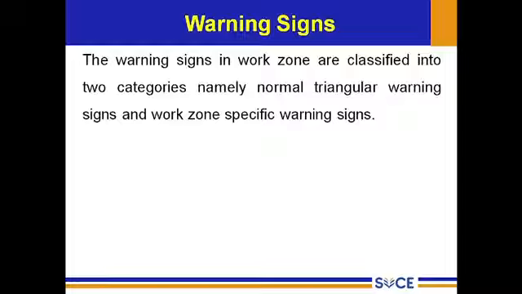So usually warning signs are triangular in shape, and based on that shape you can find them out. Whereas the mandatory or regulatory signs are circular in shape, and the normal informatory signboards are rectangular or square in shape. So these are the standards.